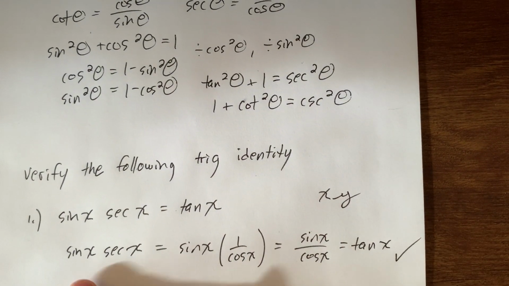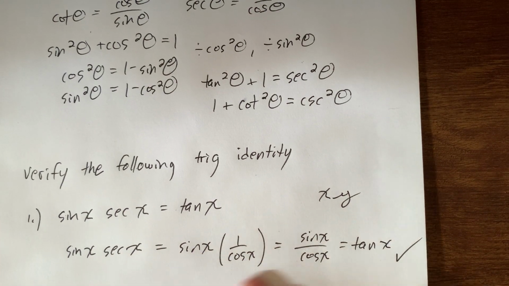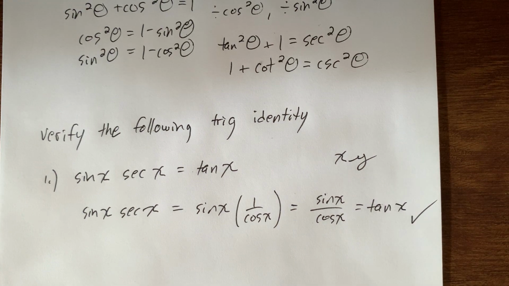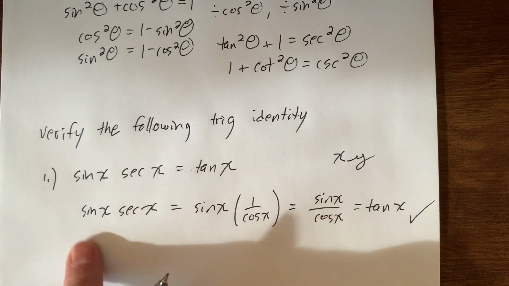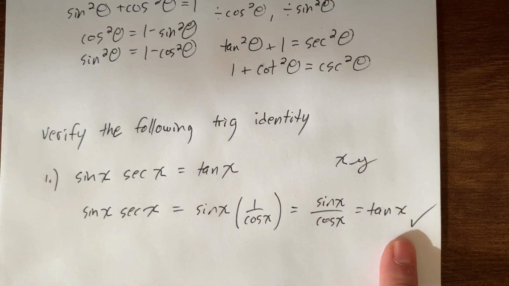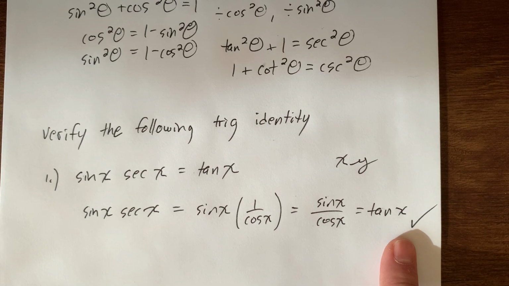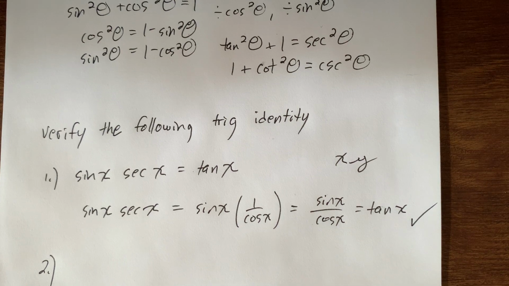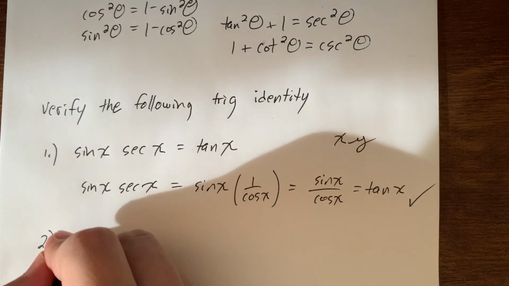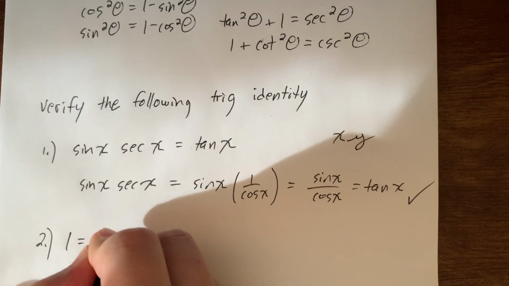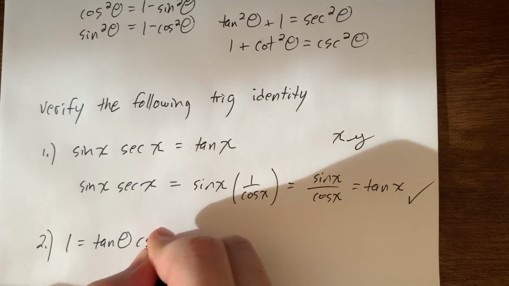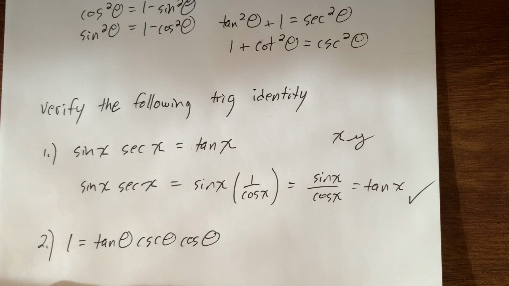Started with one side, kept working. Now in this problem, I just kept working to the left, but however I do my path, that I started, I just kept manipulating until I got to the other side. Okay, let's do a second one, number 2. And we'll still keep the second one fairly easy as well. Let's look at 1 equals tan theta, cosecant theta, cosine theta.